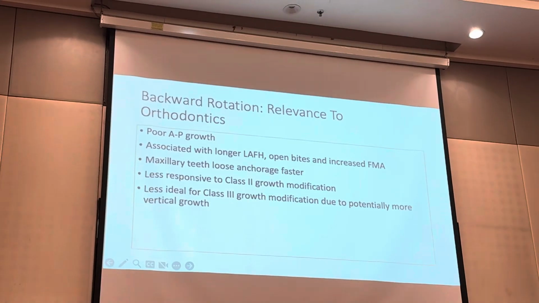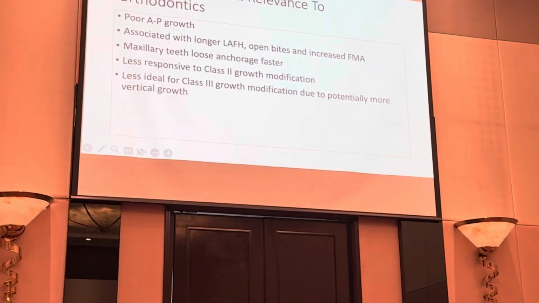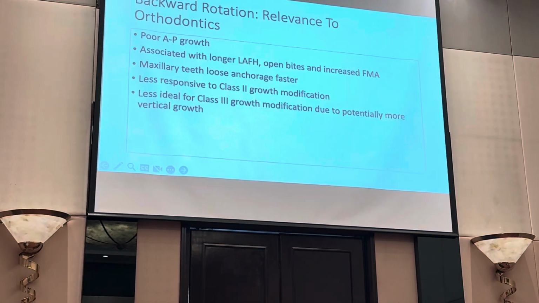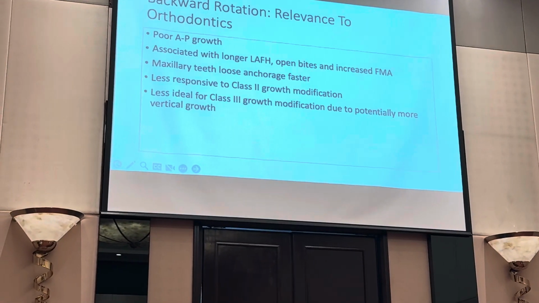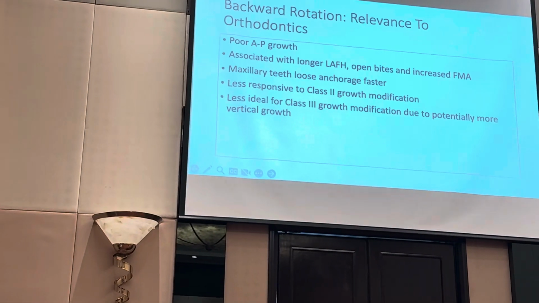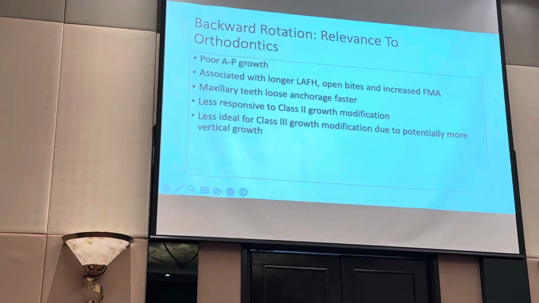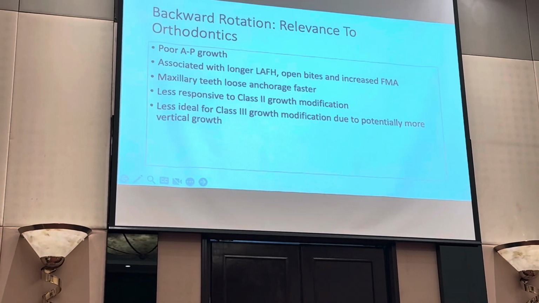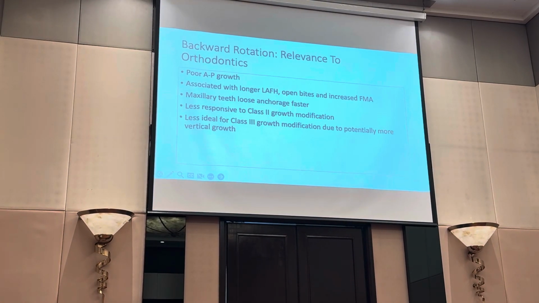They are also less responsive to class 2 growth modification. Why? Because growth is not ideal for you. Say for example, this patient is a 10-year-old and you ask, doctor, can I give a twin block? Sure, you can, but look at the way the patient is growing. It is growing away rather than this way. Remember, condyles are not growth centers, they're just growth sites. So you stretch them more, you get a bit more growth potential forward.